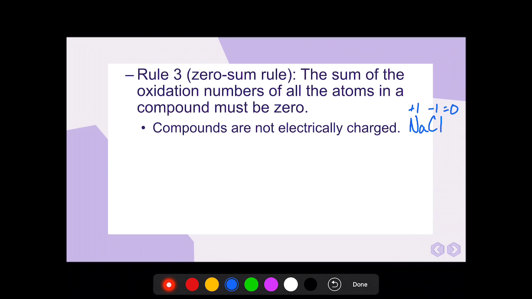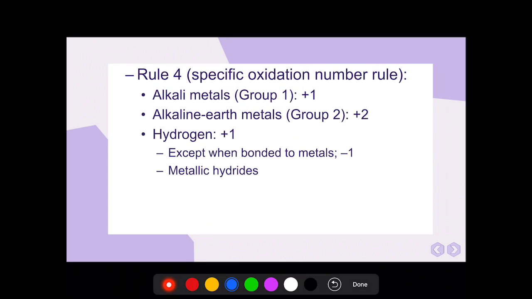There is an exception to the rule, and I'll talk about that in just a moment. It's not a hard exception. It's actually a whole other rule. But this is a very important rule. If I had 3 elements listed here, the sum of the oxidation numbers would have to equal 0. So we're going to come back to this rule quite a bit. So make sure you know this rule. Compounds are not electrically charged, so there's no charge in a particular compound. So you don't need to worry about that.